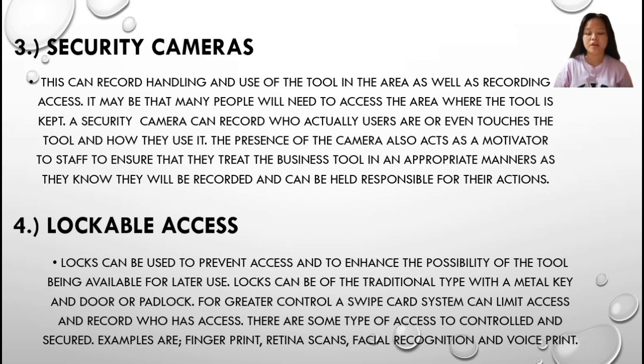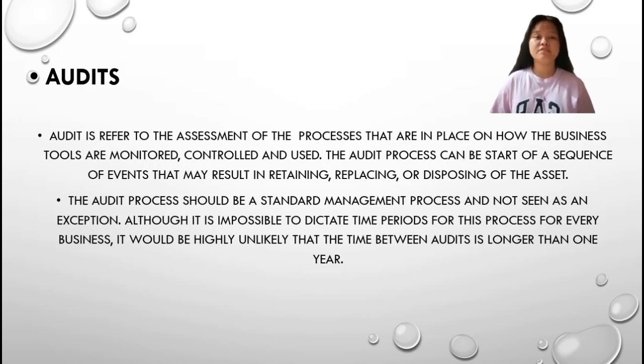Number 4. Lockable access. Locks can be used to prevent access and to enhance the possibility of the tool being available for later use. Audits. Audits refer to the assessment of the processes that are in place on how the business tools are monitored, controlled, and used. The audit process can be the start of a sequence of events that may result in retaining, replacing, or disposing of the assets.